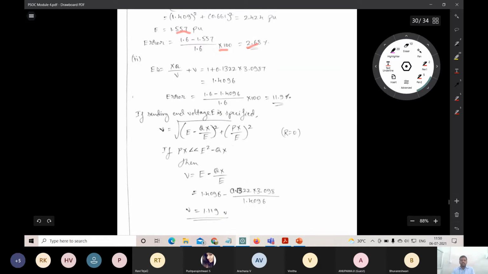So first consider E is equal to x cube by B plus V. Two values we can find. One is the accurate value, one is the approximate value.